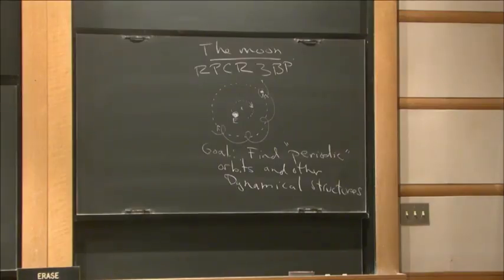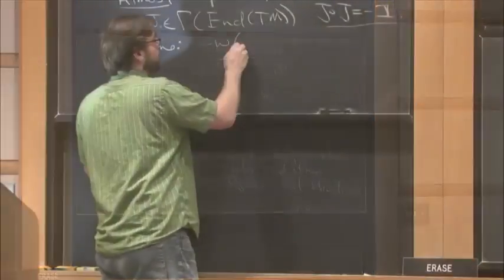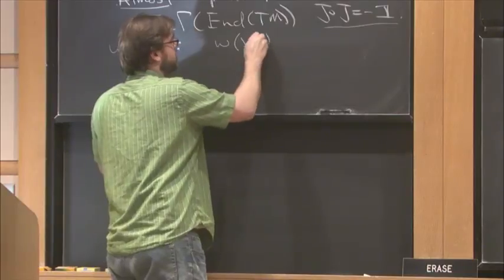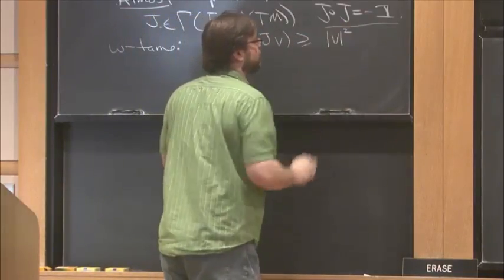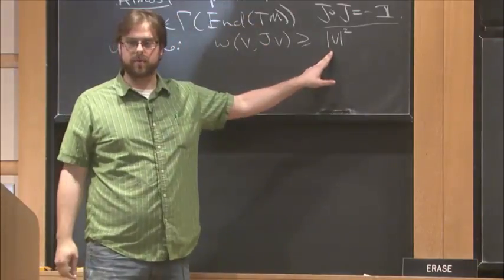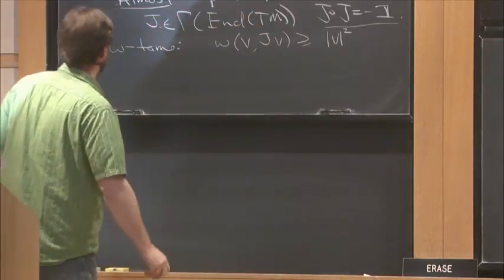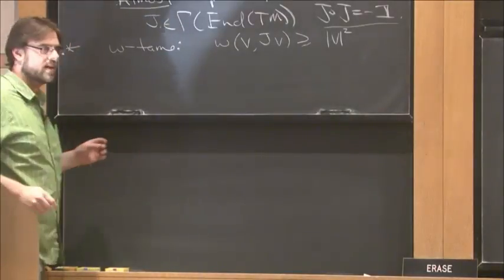So now Gromov says, okay, well, we can have manifolds with almost complex structures, and we can also have symplectic manifolds. So we kind of want to combine the two ideas, and we want to put a slight, but important, restriction on our almost complex structure J, and we want to assume that J is omega-tame. So that means that if you look at omega applied to (v, Jv), this has to be bigger than or equal to the norm of v squared for some Riemannian metric on your ambient manifold. So this is a tameness condition. I'm going to put a little star here and tell you why that's important in just a second.